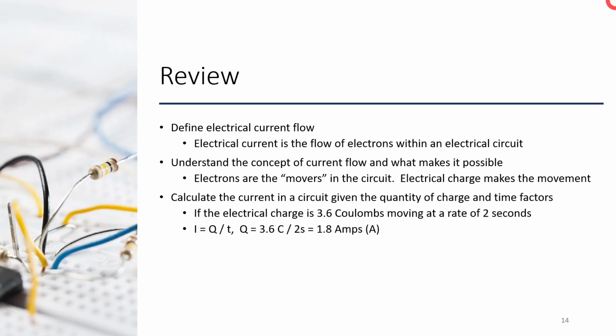Okay, our formula is for current. Remember, I represents current, Q represents our electrical charge, and T is our time, in this case in seconds. So our given for Q would be 3.6 coulombs, because coulombs is a unit of charge, and Q is our measurement of charge. And 2 seconds, our increment of time is seconds, and 2 was the given time. If we take 3.6 coulombs and divide it by 2 seconds, we're going to get 1.8 amps. And that is the amount of electrical current we would have for that much charge moving over that period of time.